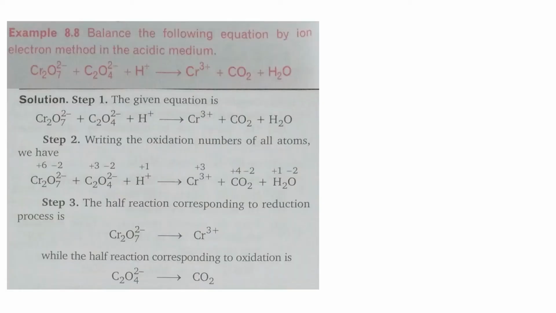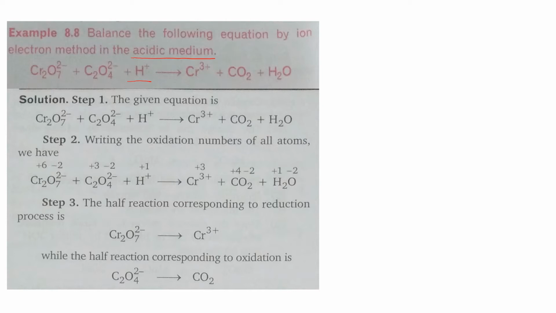Now let us start the balancing equation by ion electron method. Question 1. Balance the following equation by ion electron method in acidic medium. The question is Cr2O7 2 minus plus C2O4 2 minus plus H plus giving you Cr3 plus plus CO2 plus H2O. It is having H plus, so it is in the acidic medium.